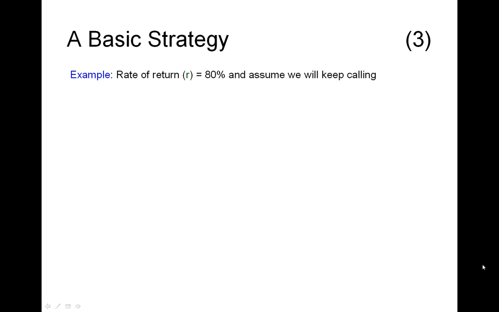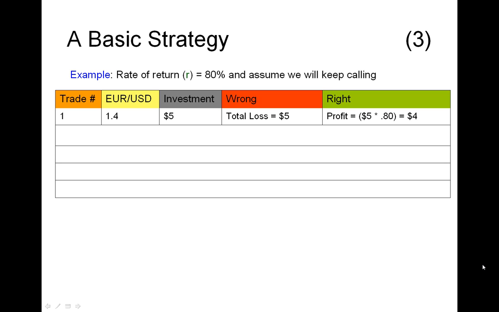So arbitrarily, without loss of generality, let's just assume we call, with the understanding that the example works just as well if we talk about putting, and let's assume the rate of return for our trade is 80%. Now let's say we made a trade with the euro to the US dollar, and the current value is 1.4. We invested $5. Now if we got it right, that's the column on the very right hand side, our profit would be our investment, $5, times the rate of return, 0.8, which is $4.